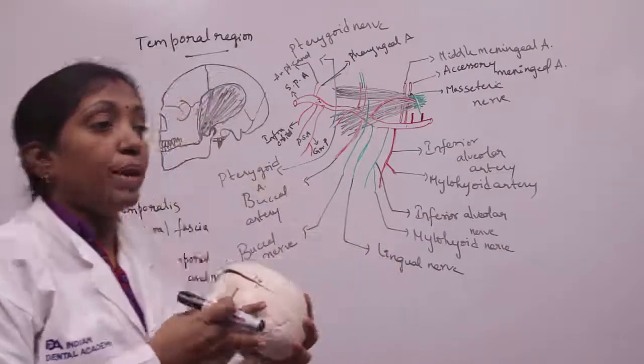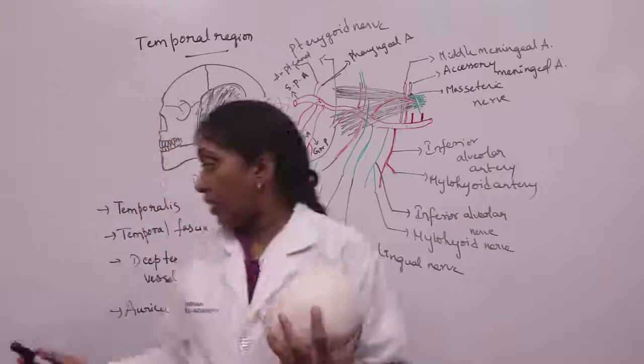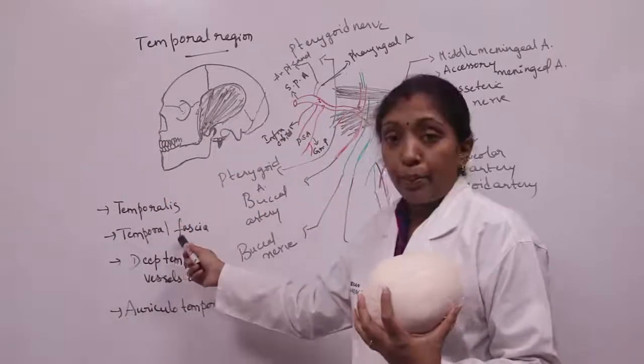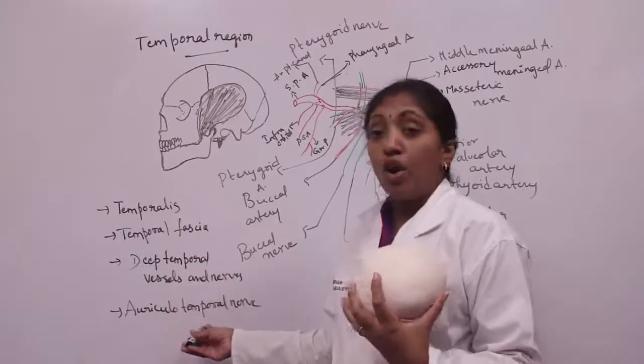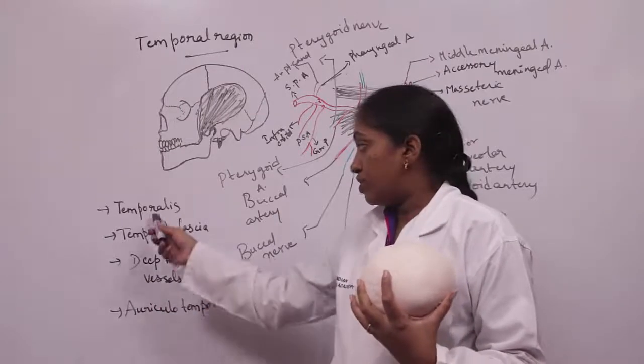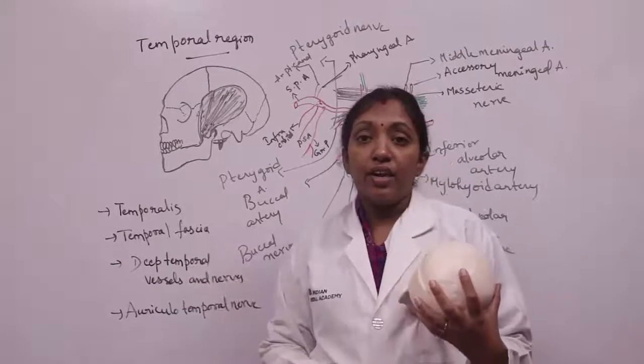And the temporal region mainly contains the temporalis muscle, temporal fascia, deep temporal vessels and nerves, and the auriculotemporal nerve. So these four structures are present in the temporal region.